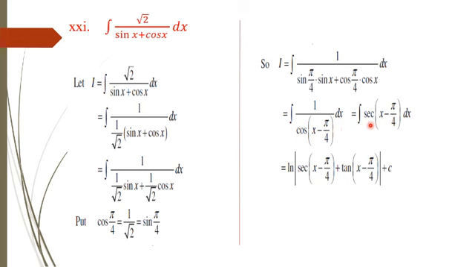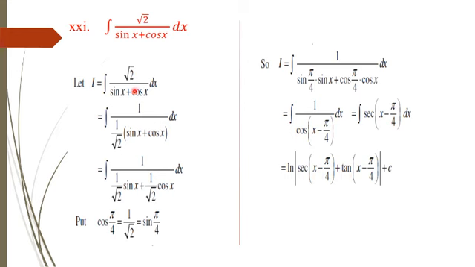And what is the integration of secant x? Integration of secant x is natural log of secant x plus tan x. And what is the value of x in our case? It is x minus pi by 4. So the integration is natural log of secant x minus pi by 4 plus tangent x minus pi by 4 plus c, which is our final answer.